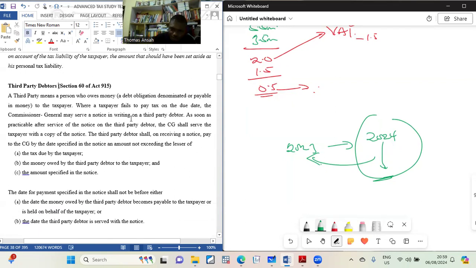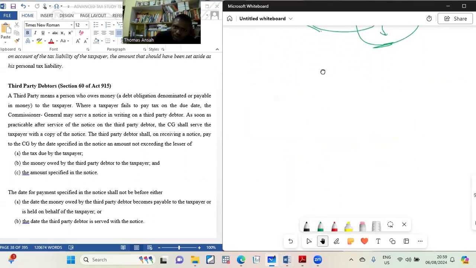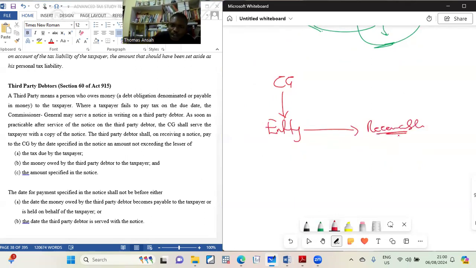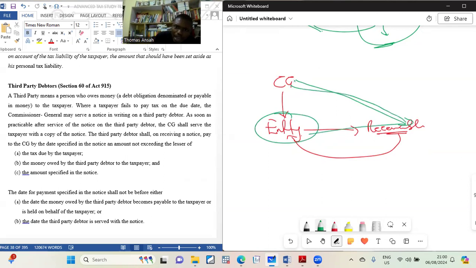So this one is very simple. This is the Commissioner General, and an entity owes tax, but the entity has receivables in its books. So these people are supposed to be paying this entity. The Commissioner General can write directly to this third party: please, this company is owing me, so before you pay him, pay us the money that you owe us. He can instruct the third party to actually pay the money.